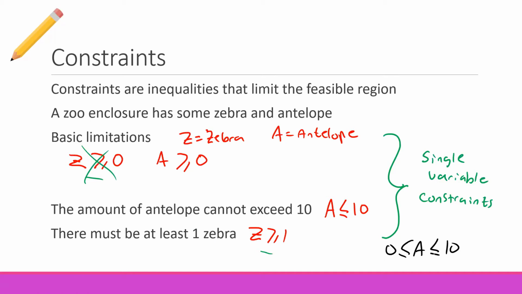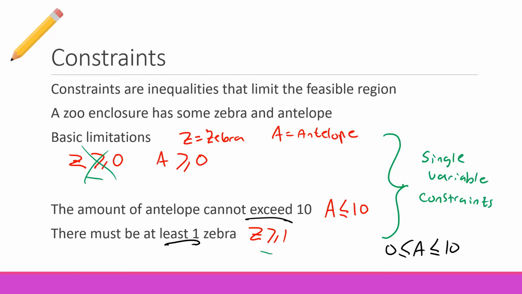And how you figure them out is by looking at some of the terms here. The amount of animal cannot exceed 10 means it can equal 10, but it can't go more than 10. It can't go past 10. So that's why we said equal to. It must be at least.